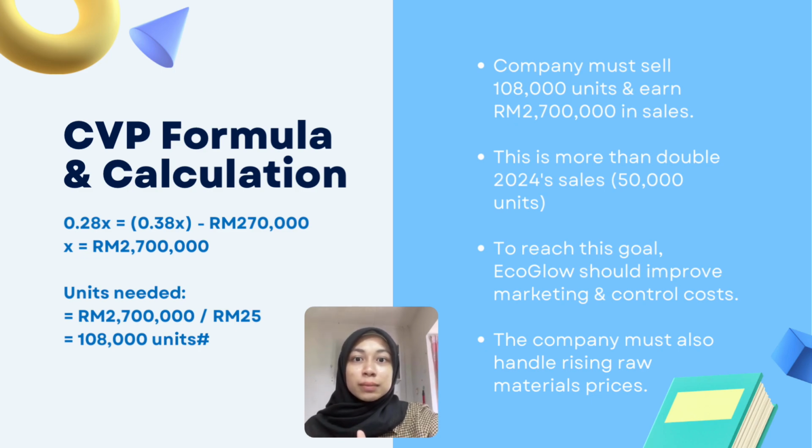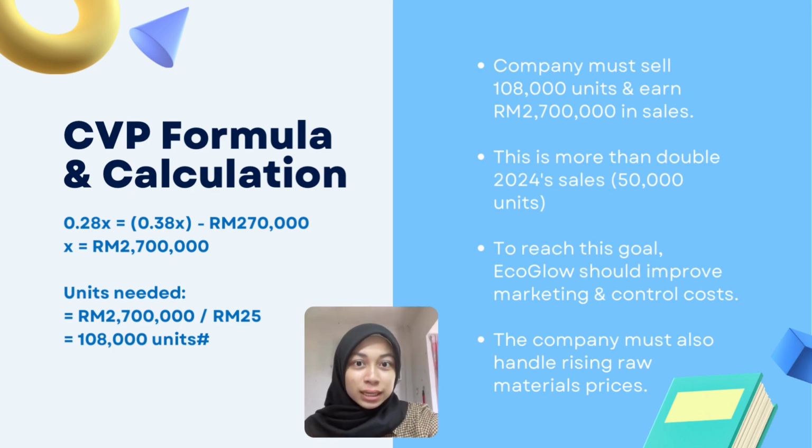Then to get the number of units, the formula and calculation is 2,700,000 divided by the new selling price per unit, 25 ringgit. Then we get the final answer: 108,000 units. So the company must sell 108,000 units of EcoBright bulbs to reach the target. This means EcoGlow needs to double its current sales from 50,000 to 108,000 units.